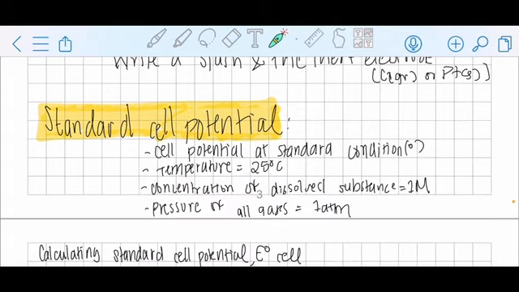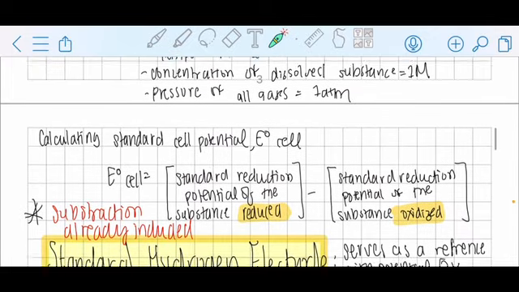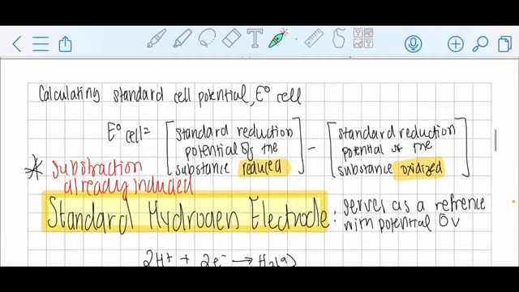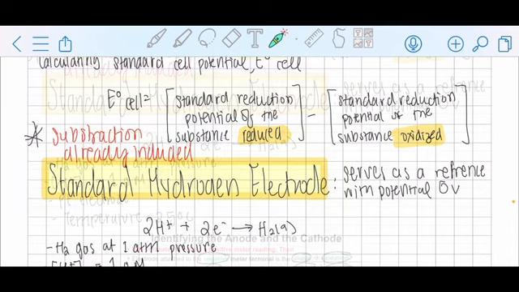Standard cell potential is the cell potential at standard conditions. For this, it is important to remember what standard conditions are: temperature is 25 degrees Celsius, the concentration of dissolved substances is 1 M, and the pressure of all gases is 1 atm. To calculate the standard cell potential, E cell is equal to the standard reduction potential of substances reduced minus the standard reduction potential of substances oxidized. Subtraction is already included, so don't switch the signs.